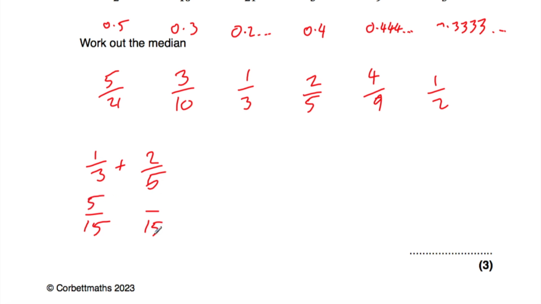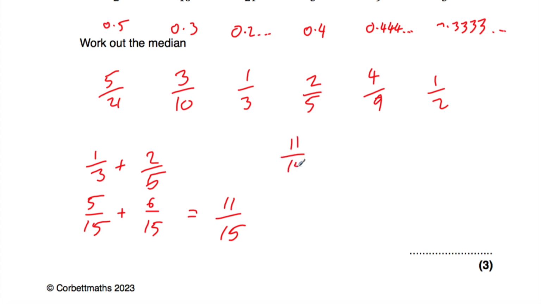And to get from 5 to 15, we multiply by 3. 2 times 3 is 6. And adding these two fractions together, 5/15 plus 6/15 would be 11/15. So that will be the two middle fractions added together. We now need to divide by 2 to find the midpoint, which is then the median.